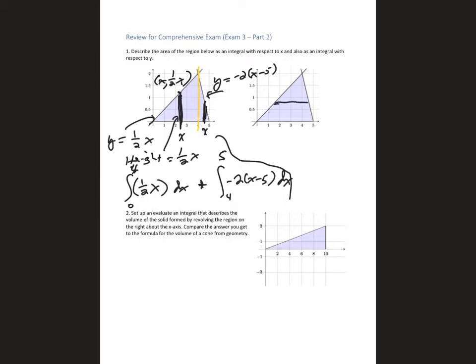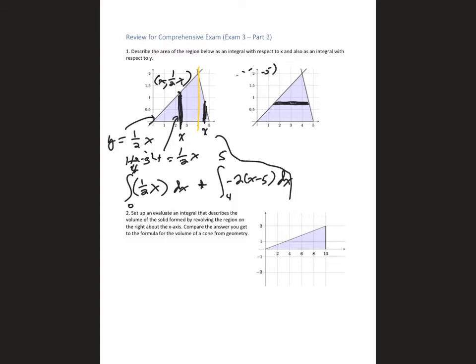If I slice this way, then the right-hand side of that slice is always on the steeper line, and the left-hand side is always on the less steep line. So I don't have to have two integrals to find this area. I just need to find how to represent the area of one slice drawn this way, and then I can add that up for all possible values of y.